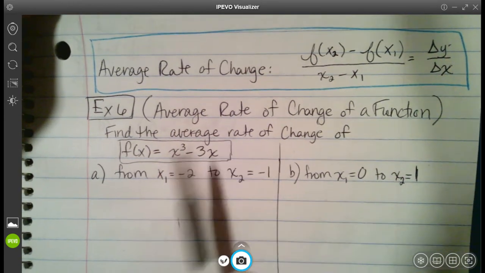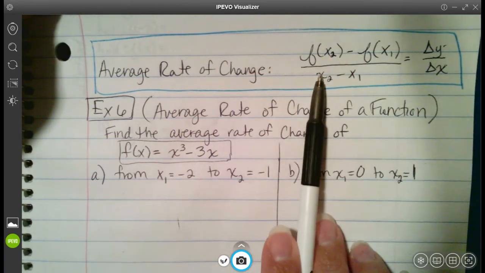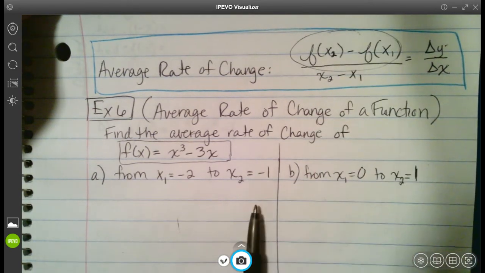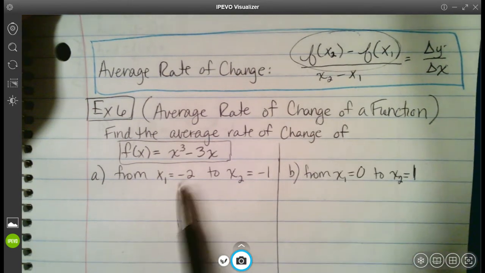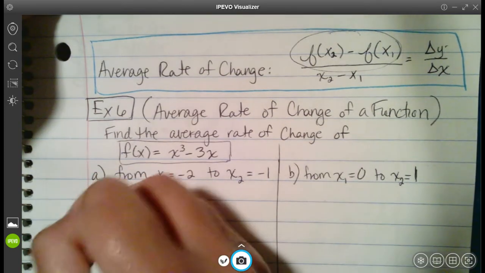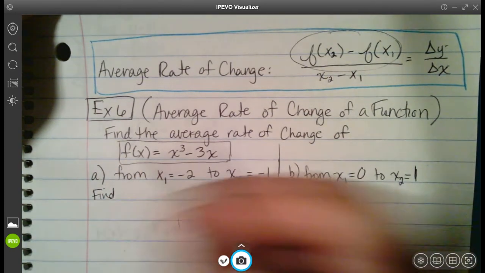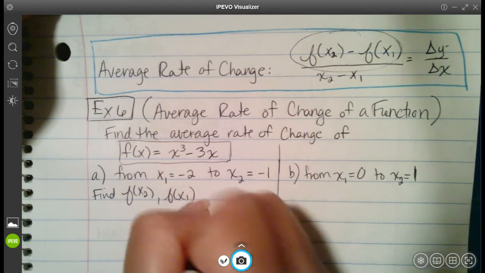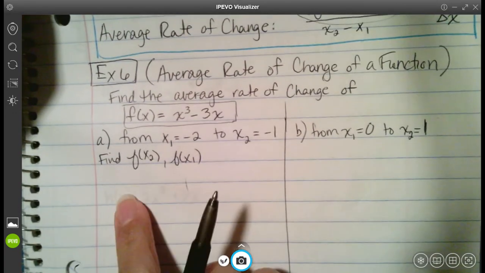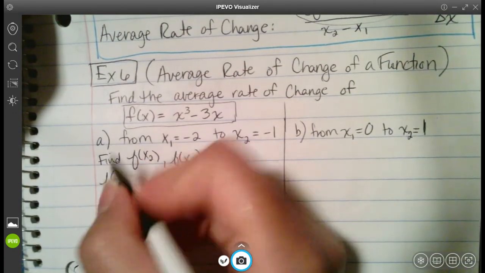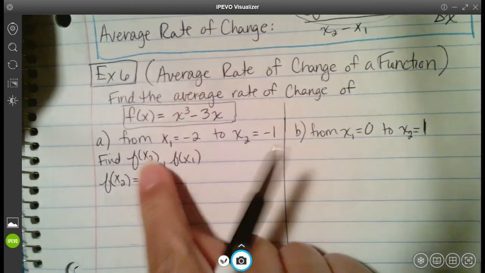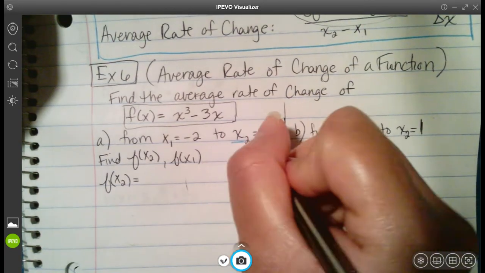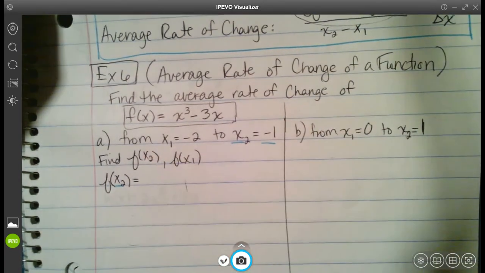So what we're going to do is use the formula and see what we need to find. We need to find these two items so we can plug them in. We already have x2 and x1. They're given to us right here. So we need to find f of x2 and f of x1. I'm going to do that right here on the bottom. So let's do f of x2 first. Well, x2 is negative 1, and I can color code this if you'd like, so we can say this is x2.